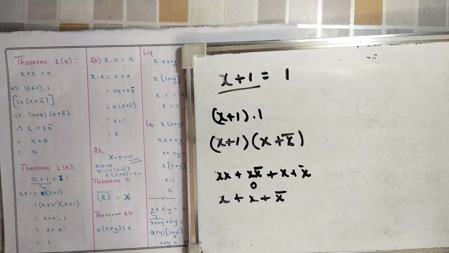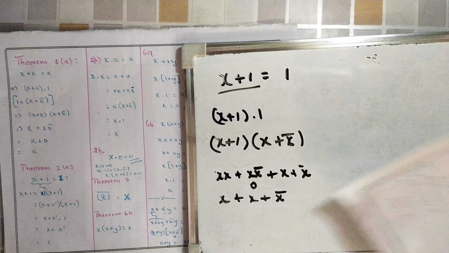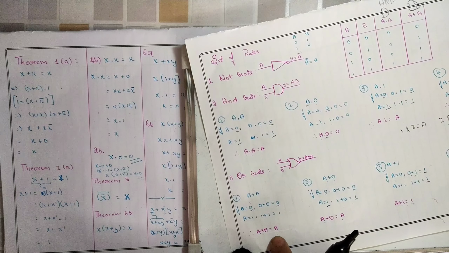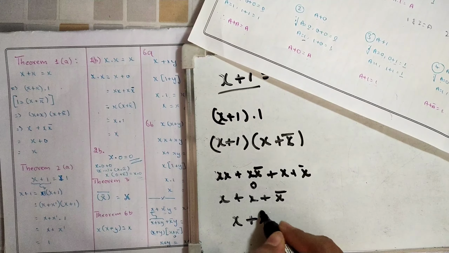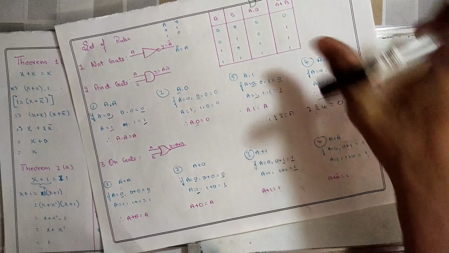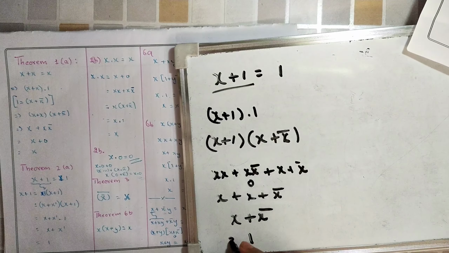Yeah, so here we know that a plus a is always a, right? So we can write x plus x as x, so remaining is x bar now. So what is the value of x plus x bar? So see here, x plus a bar is 1, so x plus x bar equals 1.